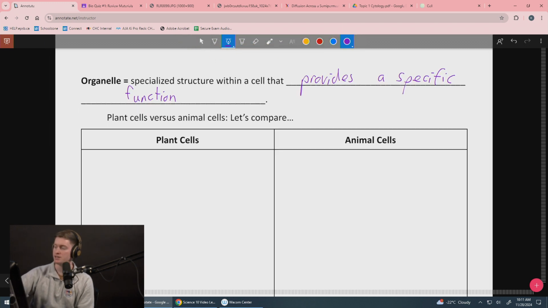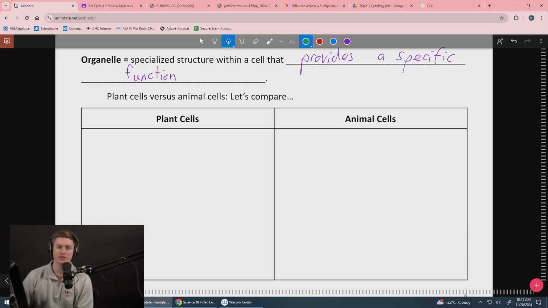Plant cells versus animal cells. These are the important ones that I want you to know. There's going to be some more differences than just what's going to be listed here, but plant cells are going to have some unique organelles. Plant cells have cell walls. That's a difference that I want you to know for Science 10. Plant cells also have chloroplasts.